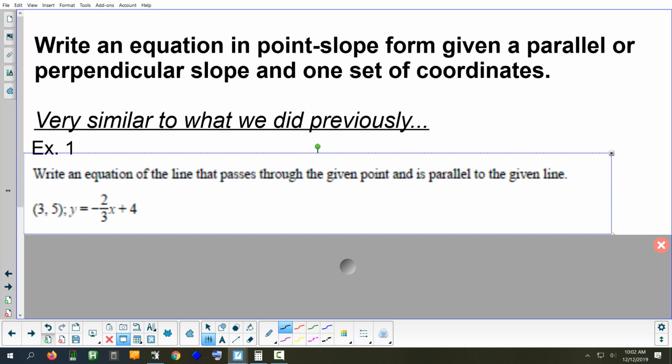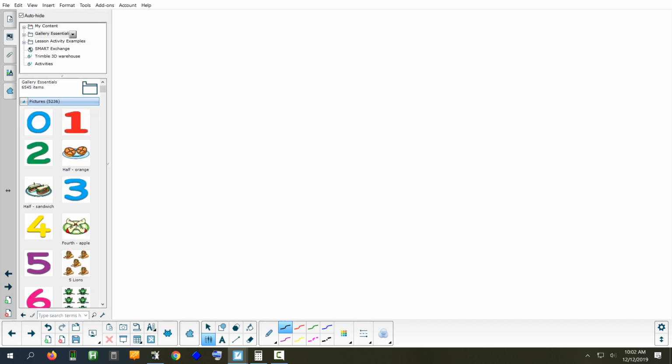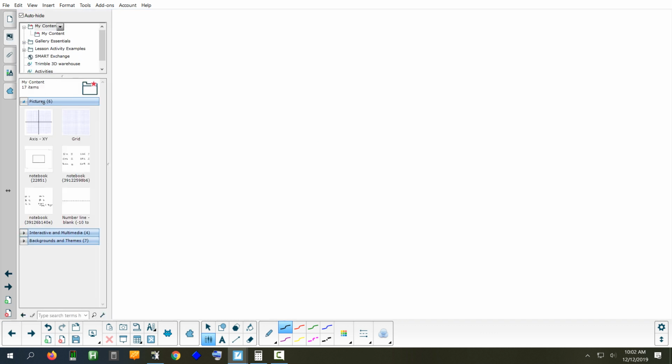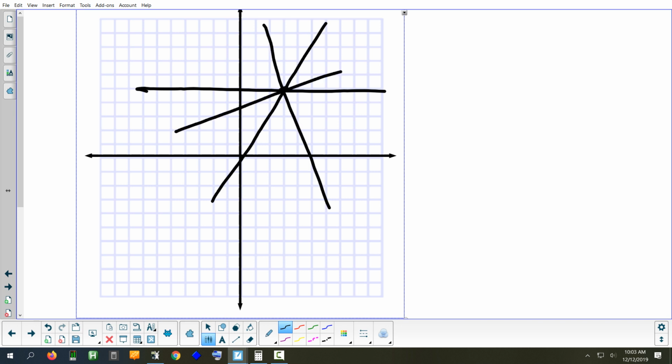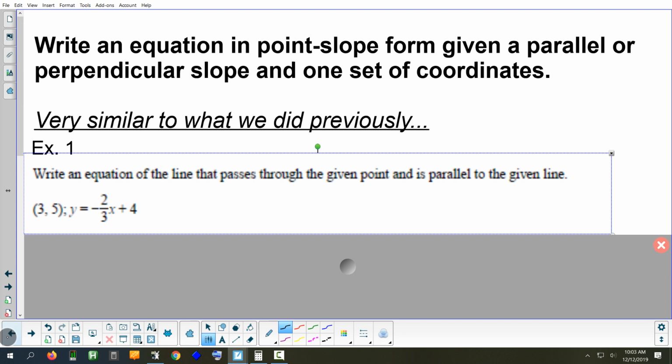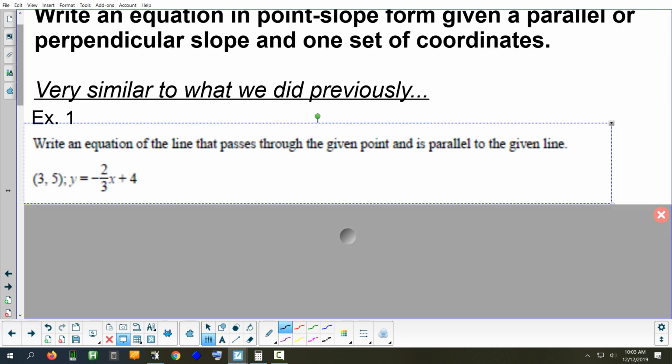But there's a lot of lines that would go through the point 3, 5. Let me just show you something like this real quick. Let's say, here's the point 3, 5. Right there. This is a line that goes through 3, 5. That's a line that goes through 3, 5. So is that. Those are all lines that go through point 3, 5. But I want the one specifically that is parallel to this one. And there's only one that would be parallel to that.